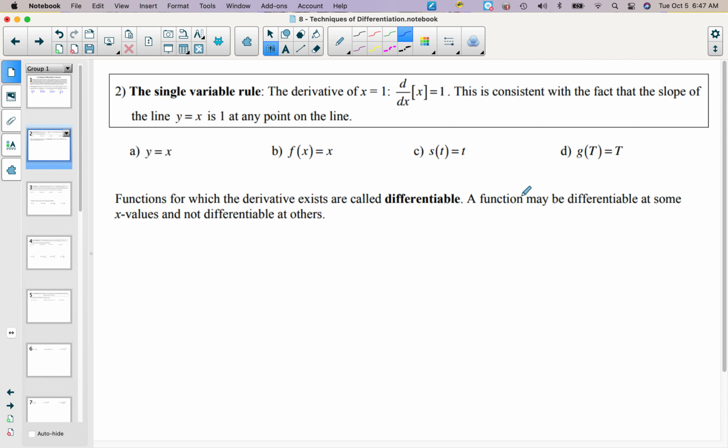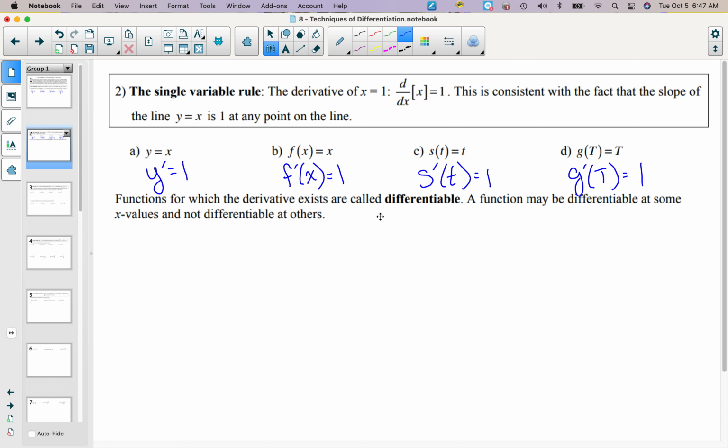So the next one, still pretty easy, the single variable rule, and this just says that if you're taking the derivative with respect to x of x, you get 1. And think about the line y equals x, how the slope is always 1 at any point on that line. So that would make sense. So if y equals x, y prime equals 1. f of x equals x, f prime of x equals 1. s of t is t, so s prime of t is 1. And g of t is t, so we get g prime of t is 1.